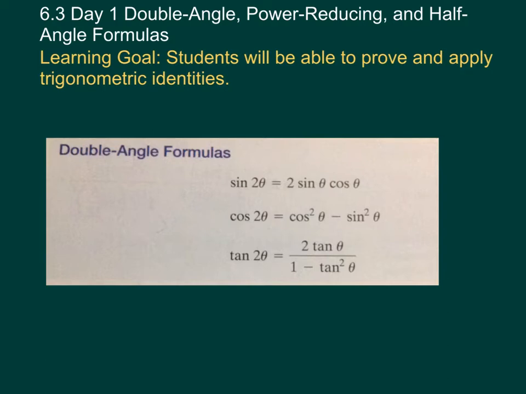And double angles look like this: sine 2 theta, cosine 2 theta, or tangent 2 theta. So these are the three double angle formulas that you need to get familiar with. If you notice, the double angle formula for sine equals 2 times sine theta times cosine theta. For cosine, it's cosine squared theta minus sine squared theta. And for tangent, it's 2 times tangent theta over 1 minus tangent squared theta.